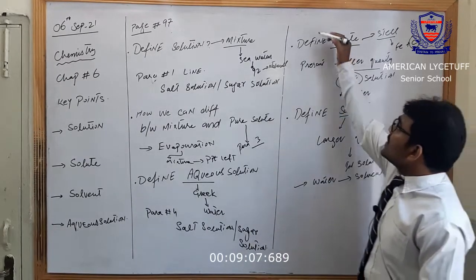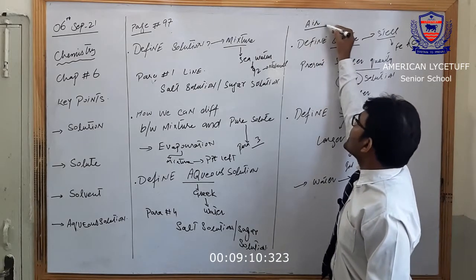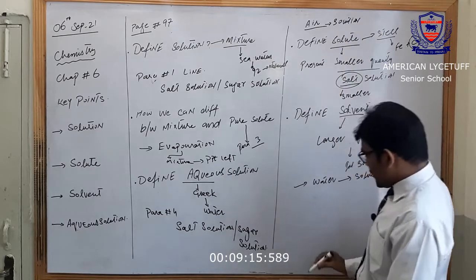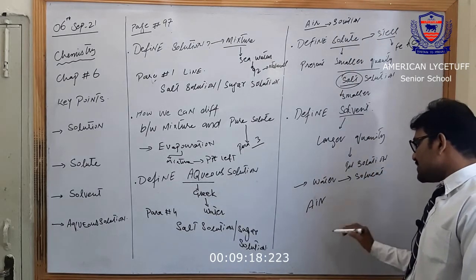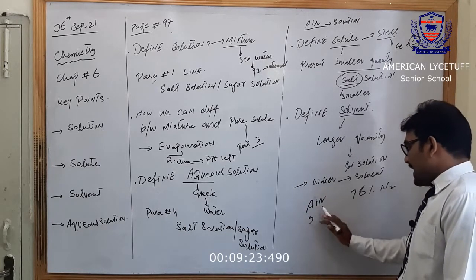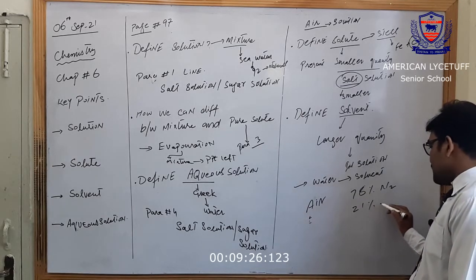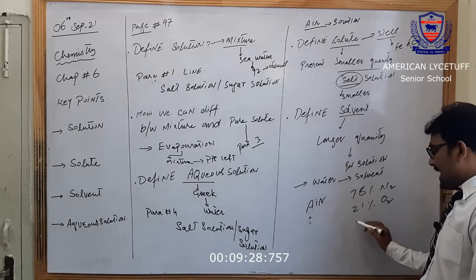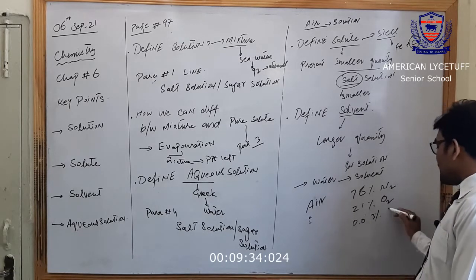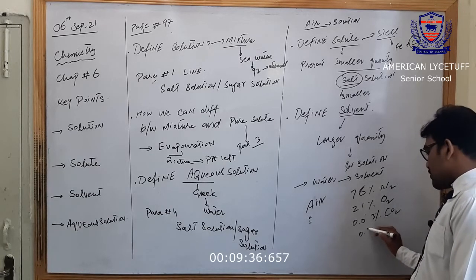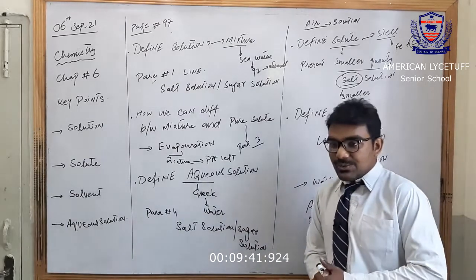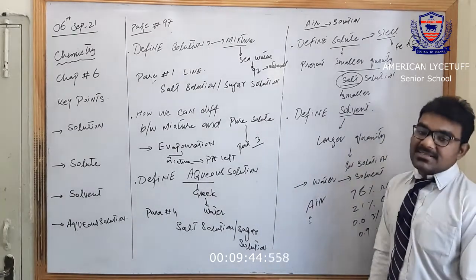And another question: is air a mixture or a solution? Yes, air is a solution because the composition of air is 78% nitrogen gas, almost 21% oxygen gas, 0.03% carbon dioxide gas, and argon is also present at 0.9%. This is also an example of a solution. So we can say that air is also a mixture.